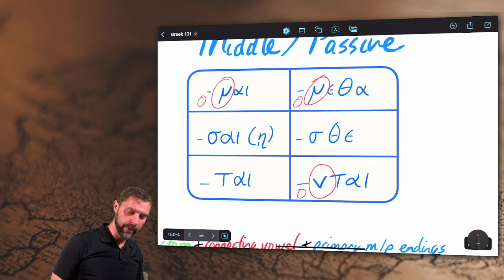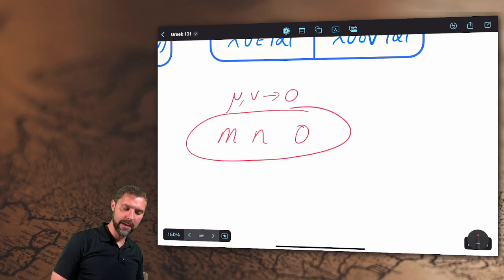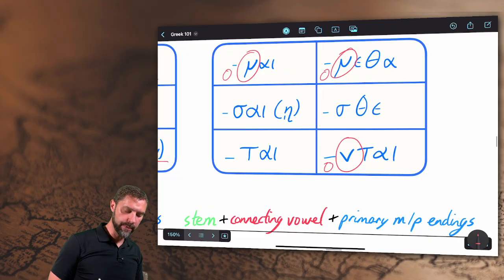If that seems hard to remember, good news is in our alphabet, lambda, mu, nu, xi, omicron. Or in the English alphabet, M, N, O. Hey, they all hang together. So a mu or a nu will have an omicron connecting vowel. Everything else uses an epsilon. Everything else uses an epsilon. And if I go back then up to my chart, I would expect then I'll have an epsilon, an epsilon, an epsilon. Okay, I've told you that this is that weird exception. You just do the eta iota subscript.